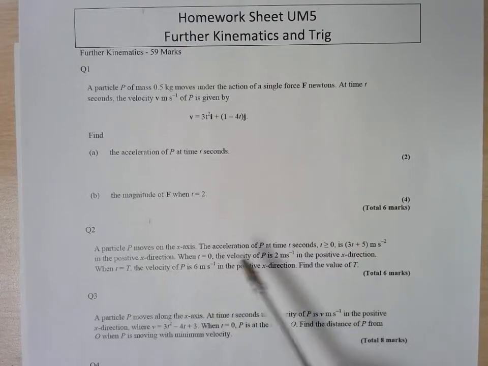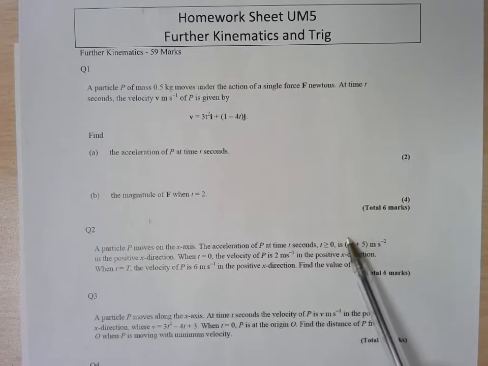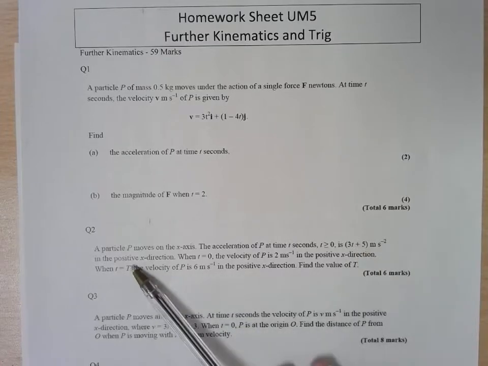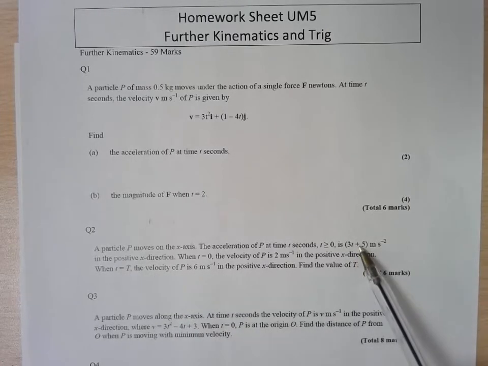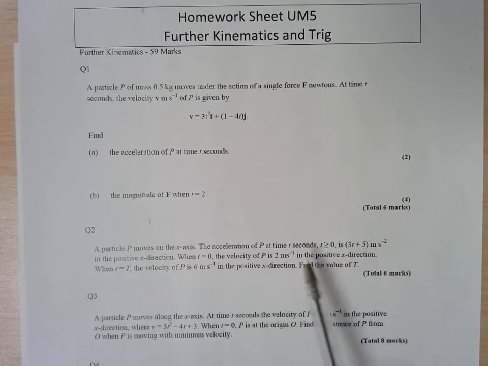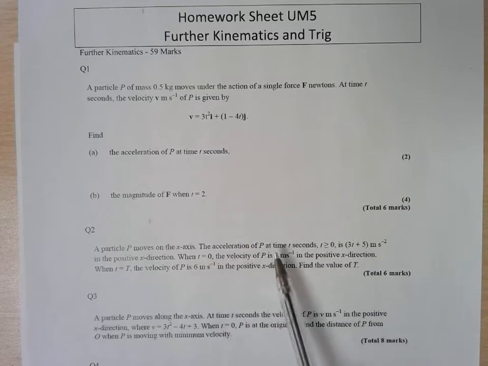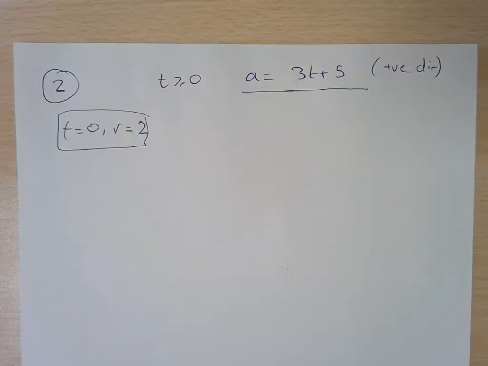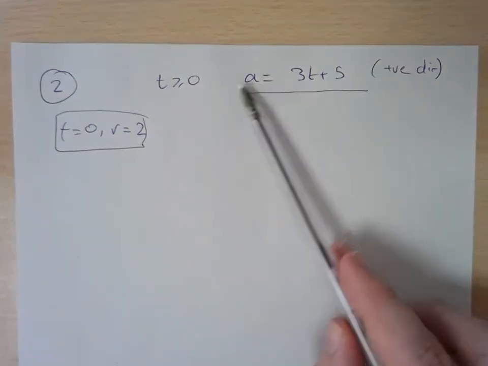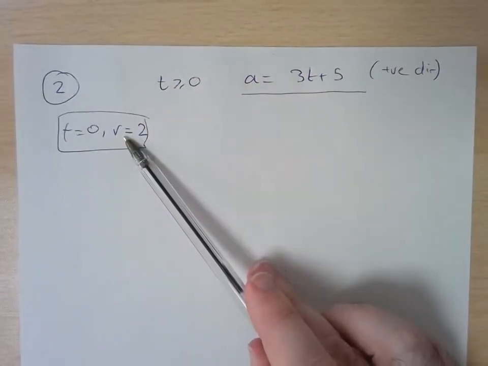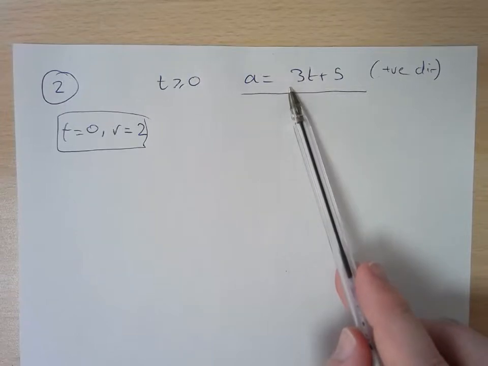So we get given the acceleration here. Notice it says it's in the positive x direction, so you don't need to add a minus or anything for it going backwards. And we're told that at t equals 0, the velocity is 2. So this gives us enough information. We've got our acceleration, we've got our initial conditions, so we can integrate this to find velocity.